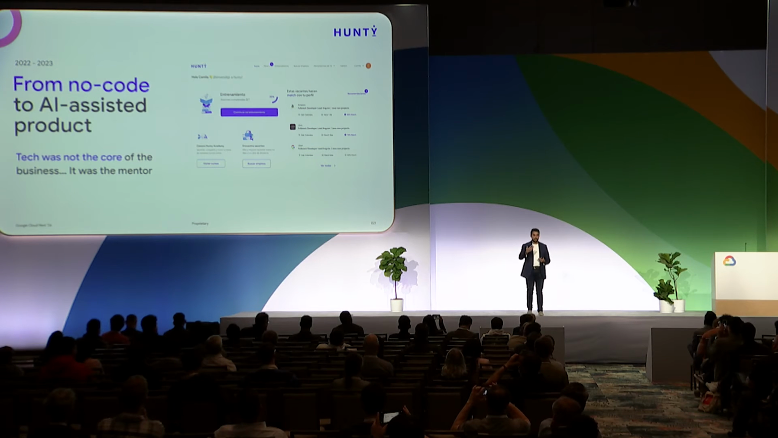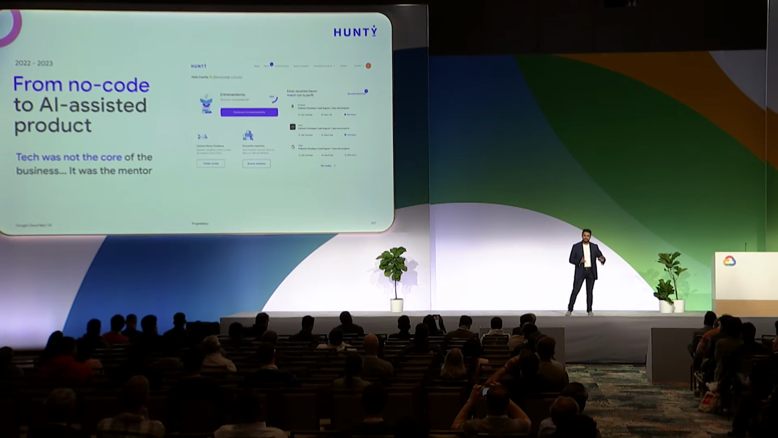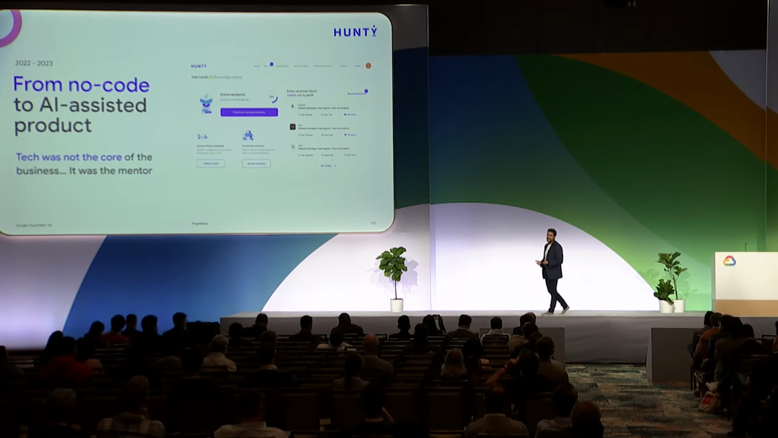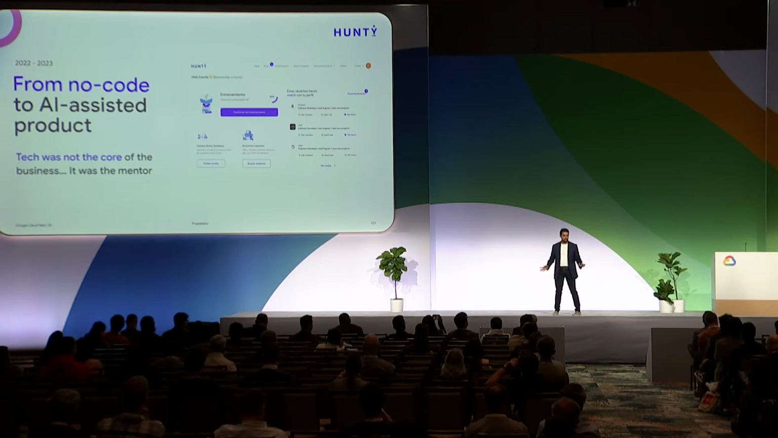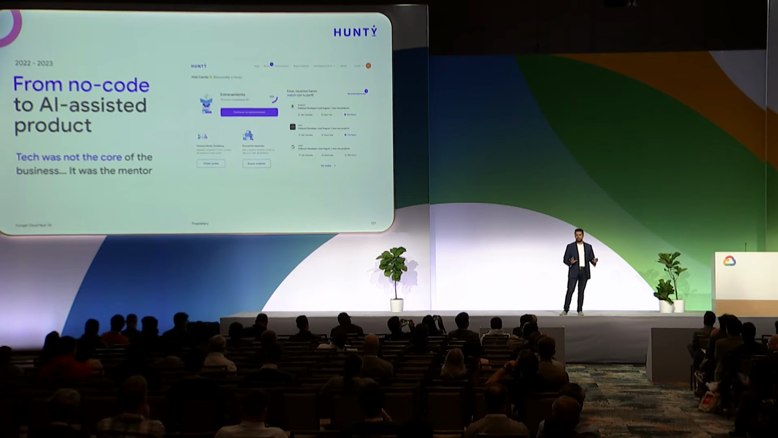In the beginning, it was no-code based, but then immediately we started to migrate between 2022 and 2023 to Google Cloud, building what I would call an AI-assisted product. And what does it mean? That the technology that we were implementing, even when we were using artificial intelligence in all the flavors that we all know, was not the core of the business.